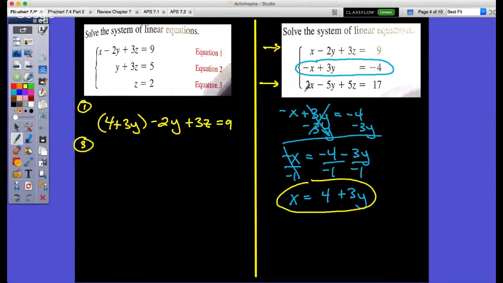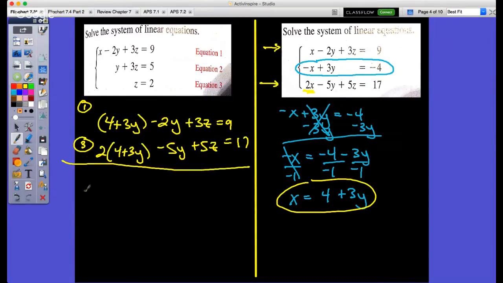Equation 3 is a little different because this 2 is in front, so it would be 2 times x, or 4 plus 3y. And then put the rest of it: -5y plus 5z equals 17. So with both of these equations, we could actually simplify what is here. I'll put equation 1, the simplified version. 3y minus 2y is y, plus 3z. And there's a +4, but I could subtract this 4 to the other side, so there's nothing distributed. So this would equal 5.